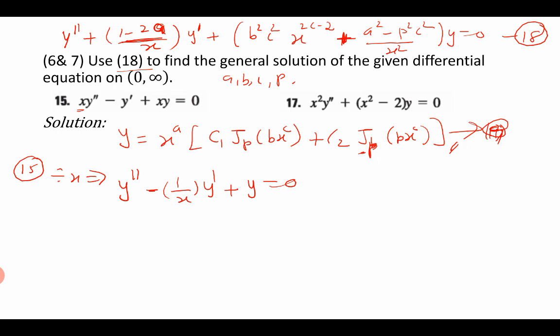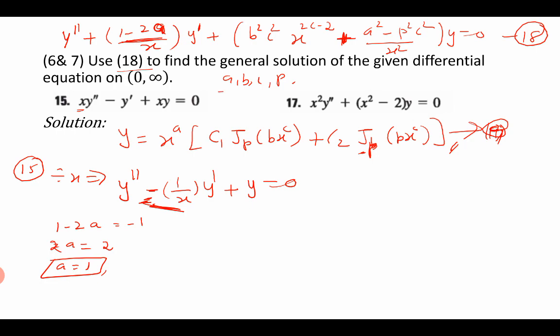Do you have a negative value here? So that is a negative value, negative 1. 1 minus 2a is equal to negative 1. That is 2a is equal to 2, a is equal to 1. This negative 1 over x should be equal to (1 minus 2a) over x. So negative 1 is 1 minus 2a. Equate them, you will get 2a is equal to 2, a is equal to 1. We found a.